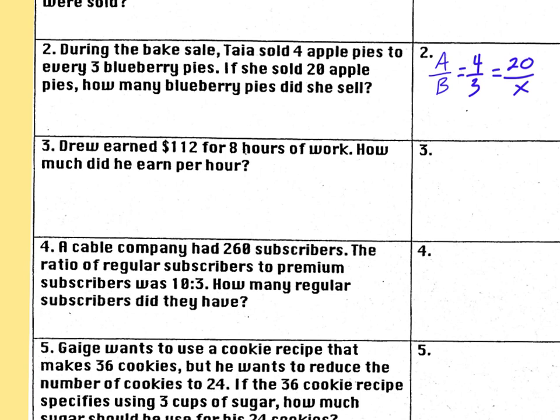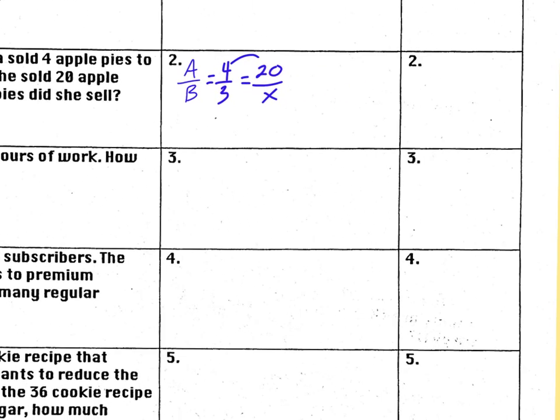So we can use our ratio. Now, I can see a shortcut here. Since I already have a simplified ratio, I can just go and use this method. How did 4 turn into 20? I times it by 5, so times the 3 by 5, and I get 15. So there are 15 blueberry.